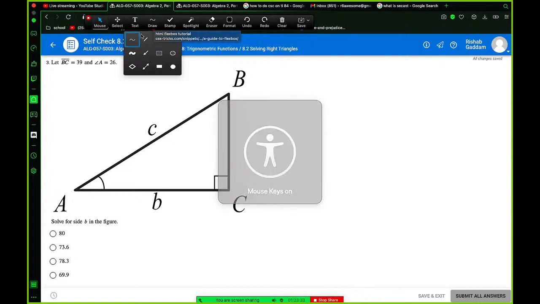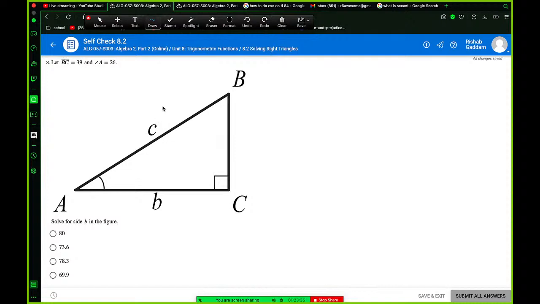But could you mark them first? Yeah, that's what I was about to do. So basically, BC is 39, it says it right here, and angle A is 26, and that's all they give you. They asked you to figure out side B in the figure. So side B is this, and they want you to figure this out. You have to use trigonometric ratios, which is what we learned in the last lesson. So Satvik, can you do that? Yeah.